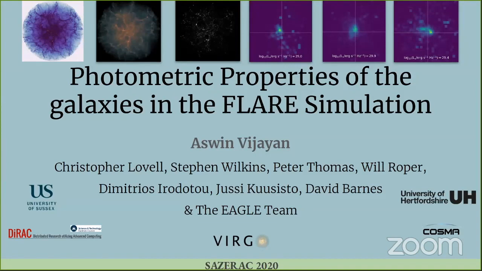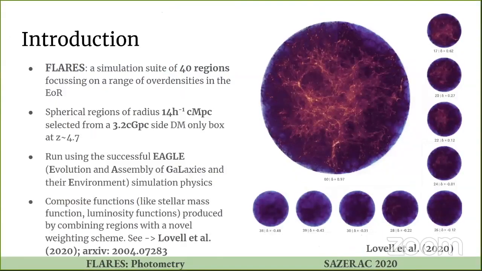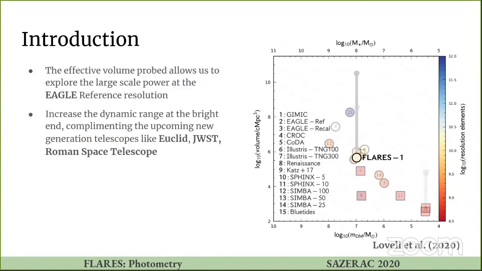As Chris has already given us a comprehensive introduction to the FLARES simulation, I'll skip some of the pleasantries of the FLARES work and move on directly to reiterate another point, which is about the effective volume we are probing with this big box that is available to us. So this effective volume gives us access to the large-scale power available in the 3.2 comoving gigaparsec volume at the EAGLE reference resolution. With the use of our weighting scheme, this allows us to extend the dynamic range at the bright end. So this is really complementing the upcoming new generation telescopes like Euclid, the James Webb, and the Roman Space Telescope.